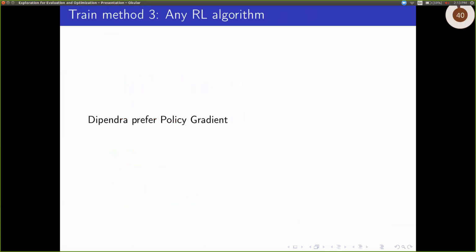Okay, so the last set of algorithms that I wanted to discuss is that you can essentially apply any reinforcement learning algorithm. Dipendra recently did something applying a policy gradient algorithm. I don't want to go into all those algorithms because there's quite a number of them in general, but that is a class of algorithms you can apply in this setting, of course.